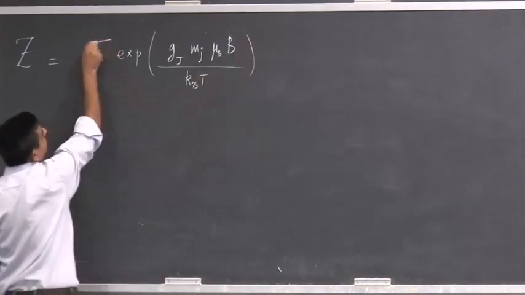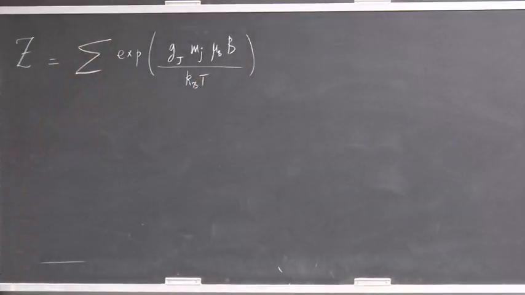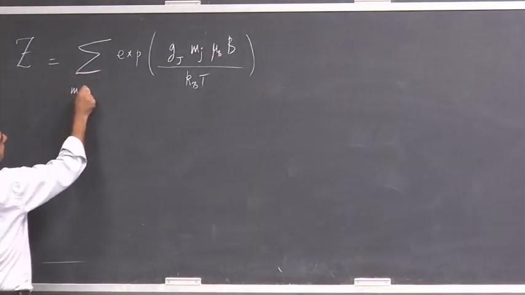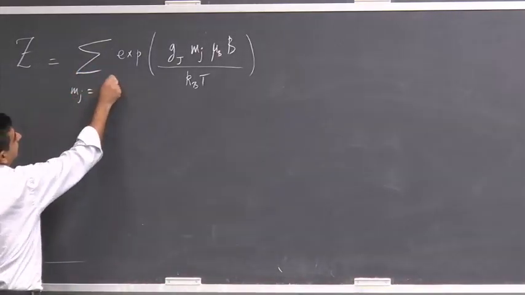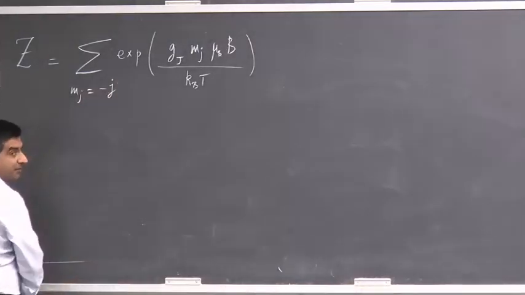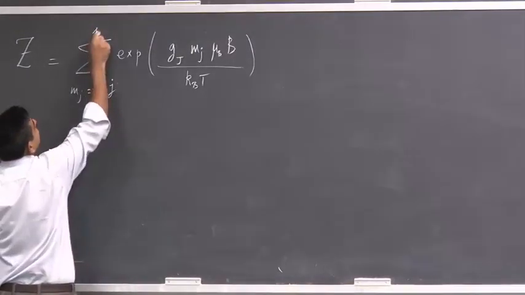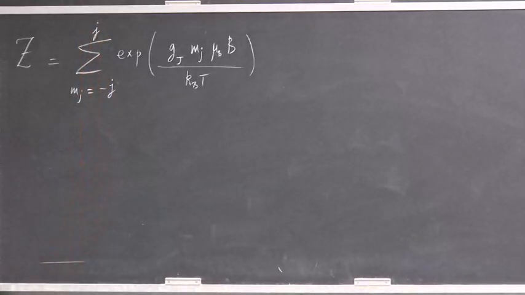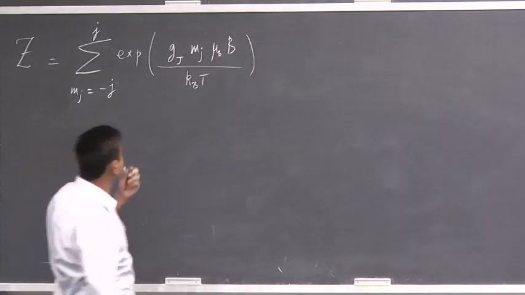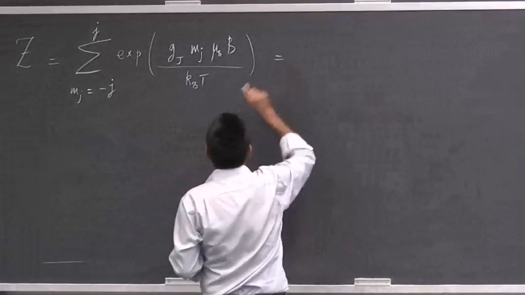We have to sum this, right? Over what values? mj goes from minus j to plus j in steps of 1. Okay, in steps of 1. Now this is a geometric progression. So you can find out this sum.